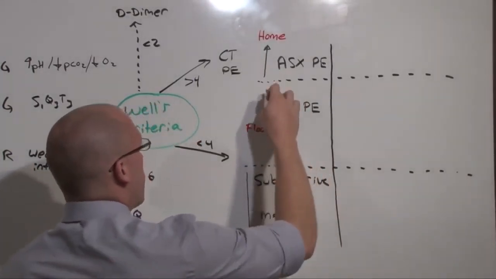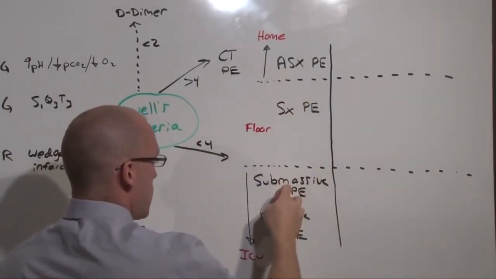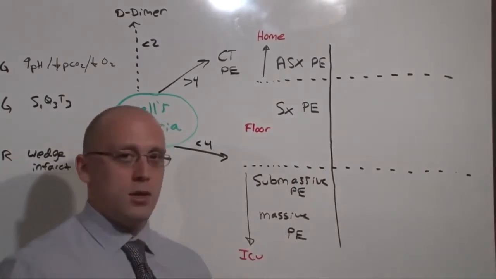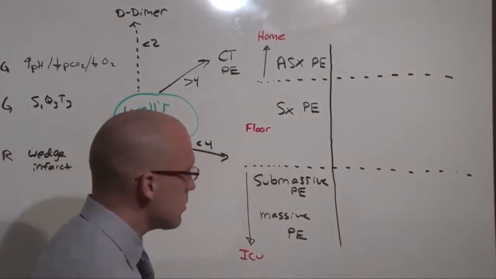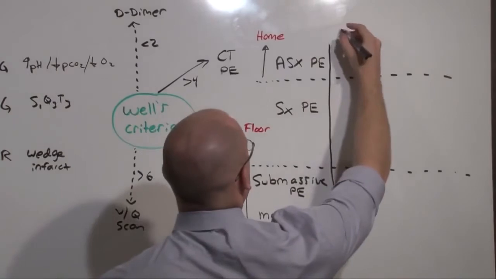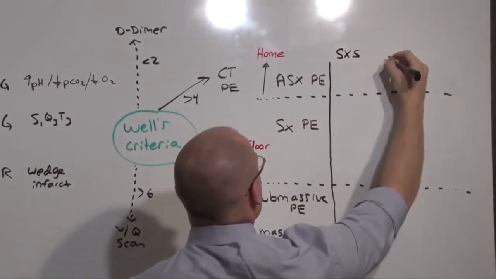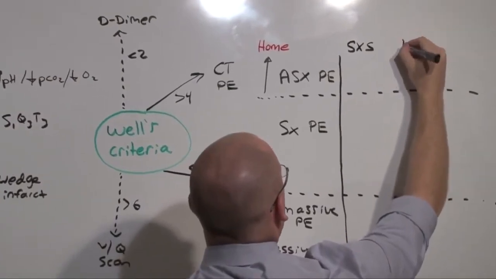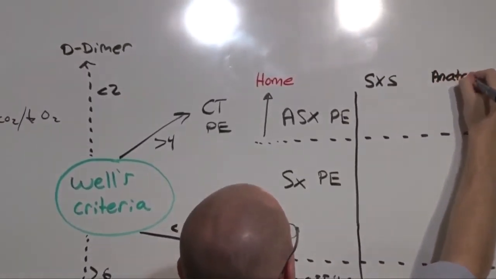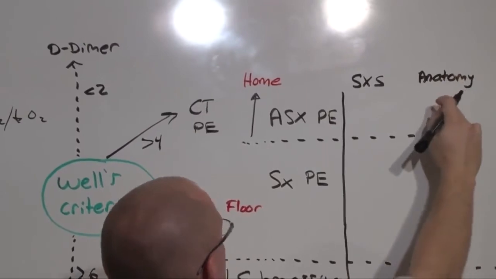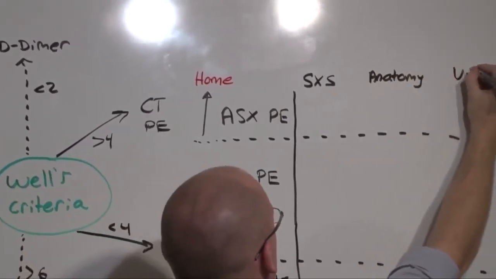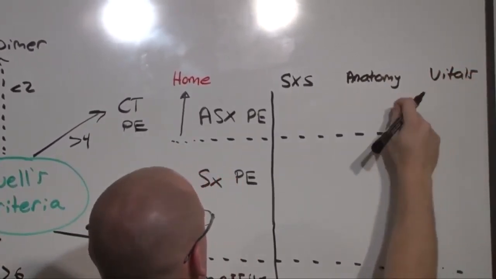You decide what you have, asymptomatic, symptomatic, submassive, or massive, based on 3 things. The first, of course, is symptoms. The second is whether you have anatomy. And by anatomy, I mean evidence of right heart strain. The third thing is vitals. That is, are they hypotensive?